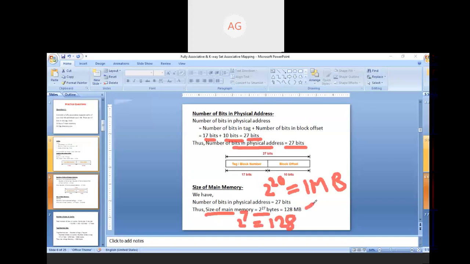Just remember this conversion: 2 to the power 10 is 1 KB, then 2 to the power 20 is 1 MB, and 2 to the power 30 is 1 GB. That conversion is very important to remember in order to solve the questions which are based on memory.